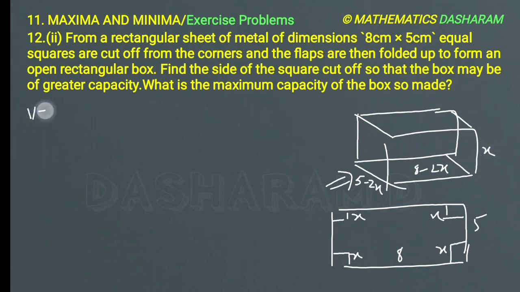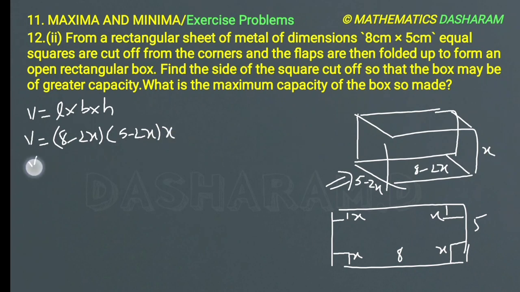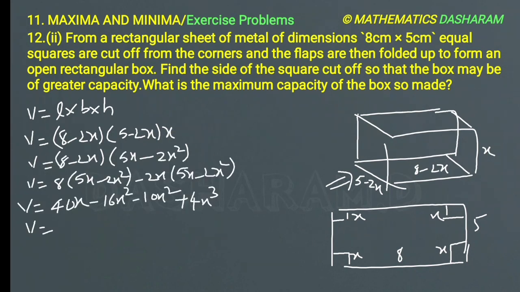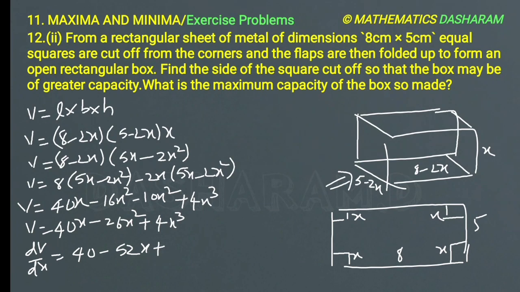Okay. Now the volume V equals capacity. He said capacity. Capacity means volume. Length into breadth into height. So volume V equals length 8 minus 2x, breadth 5 minus 2x, height x. Then V equals 40x minus 26x square plus 4x cube. Now find out dv by dx. So it is equal to 40 minus 26 into 2, that is 52x, plus 4 into 3, that is 12x square.